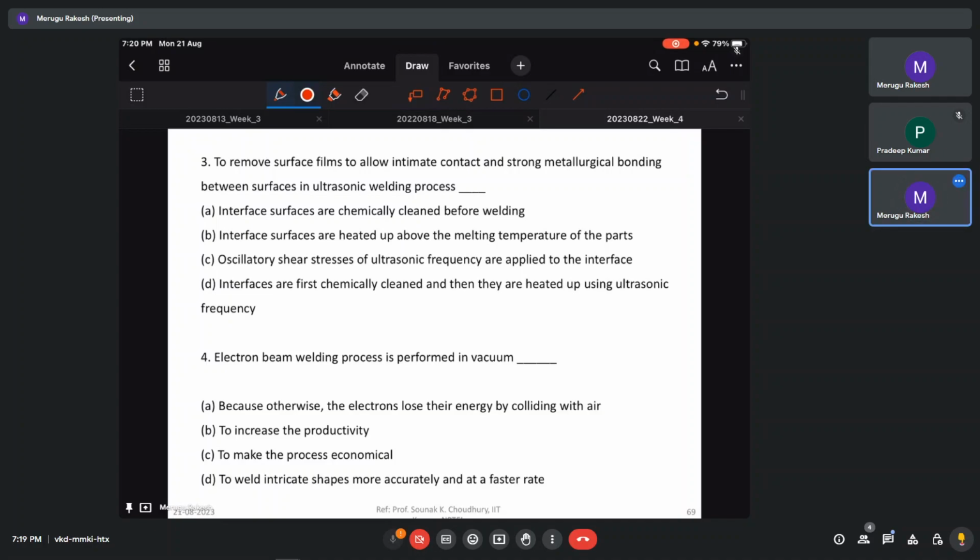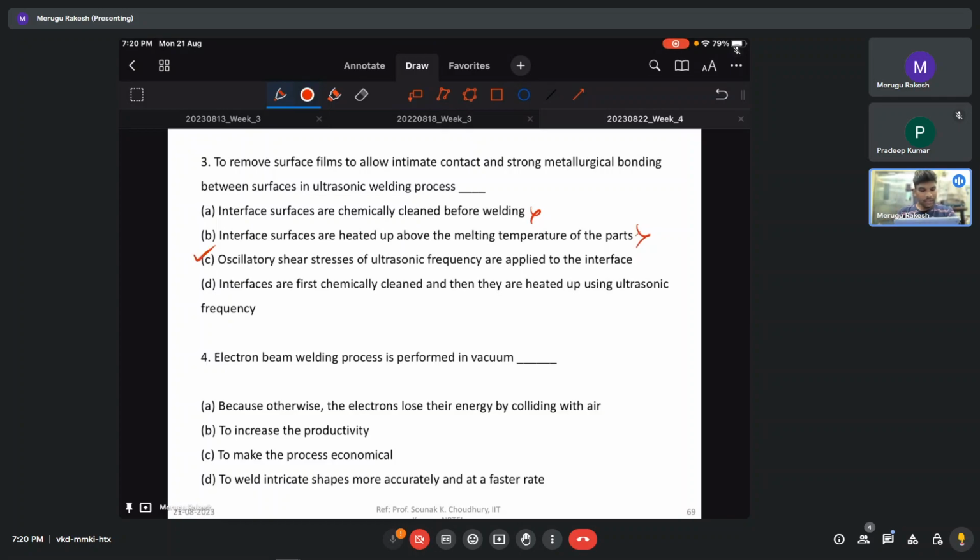Okay, let us discuss. The first question is about the ultrasonic welding process. To remove surface films to allow intimate contact and strong metallurgical bonding in the ultrasonic process, interface surfaces are... The first option is interface surfaces are chemically cleaned before welding. Interface surfaces are heated above the melting temperature of the parts: this is completely wrong. Oscillatory shear force of ultrasonic frequencies is applied to the interface, which is the correct option.